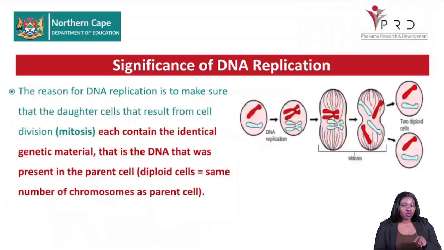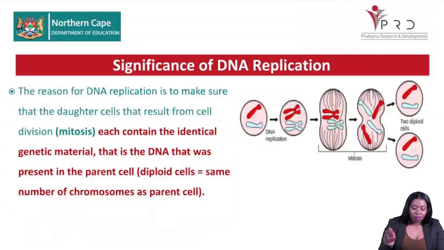So now we're going to have two copies, which is pretty much the same as when you make a copy. When you place a paper into a photocopying machine and you come out with two papers that are identical, that is simply what happens during DNA replication. But we're going to look at the steps and exactly how it happens.